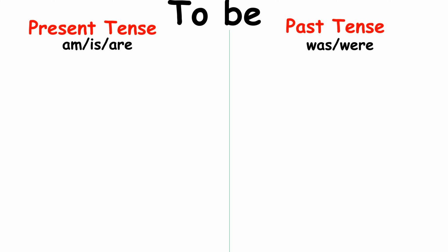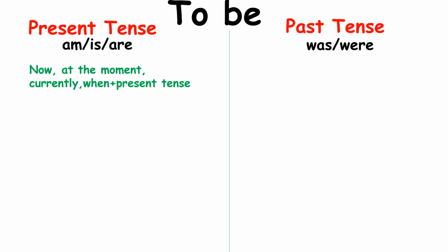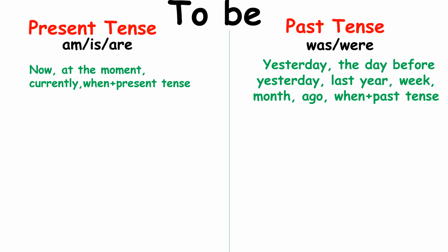For example, if you have time adverbs like now, at the moment, currently, or a clause sentence in the present tense, then you use to be in the present tense. However, if you have time adverbs like yesterday, the day before yesterday, last year, last week, last month, ago, or a clause sentence in the past tense, then you use to be in the past tense.